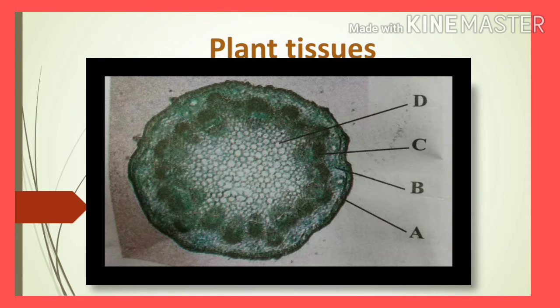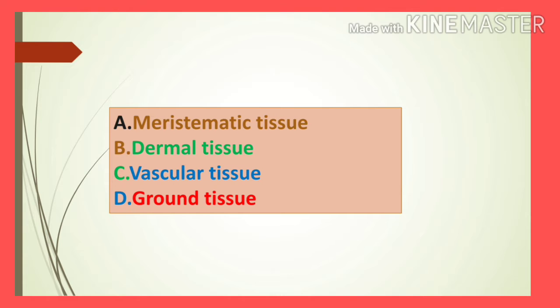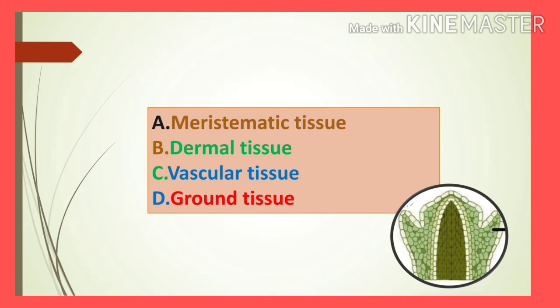So here the outer layer is named as A, next one is B, and the other C and D. So let us see what are these all structures. So A represents the tissue called meristematic tissue. Meristematic tissue is present at the tips of the roots and also the shoot system, where it is helping the plant to grow. Growing tissues are present here.